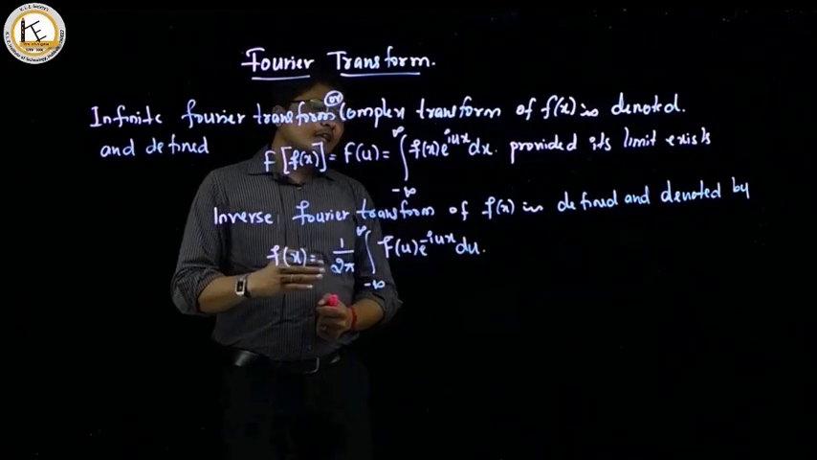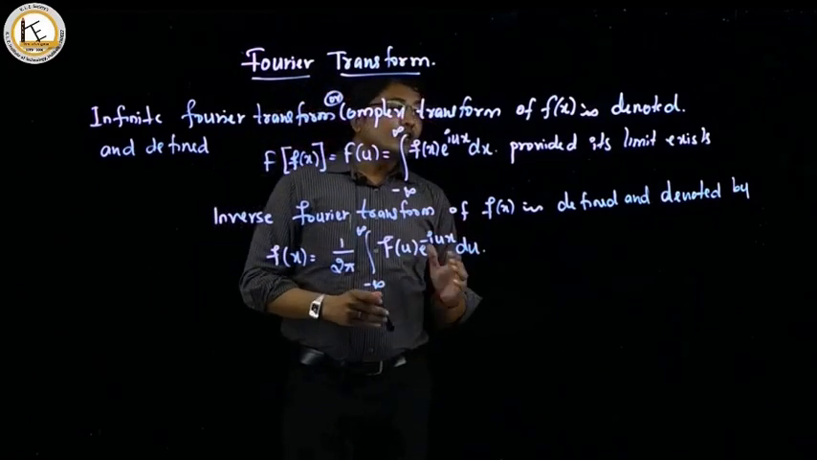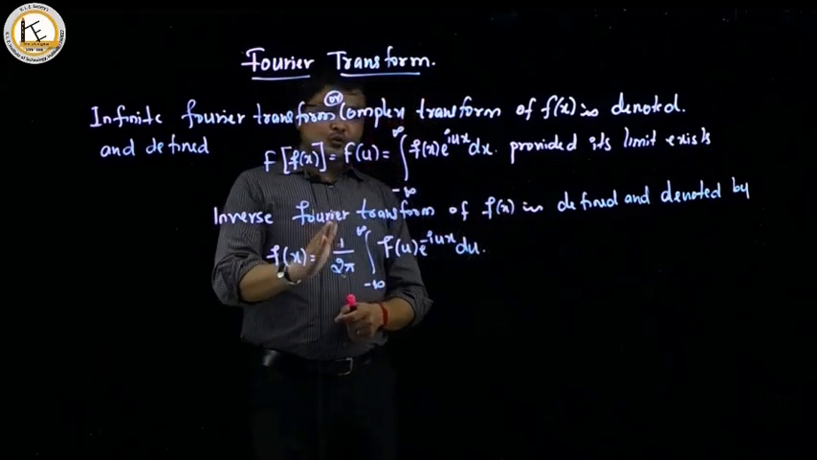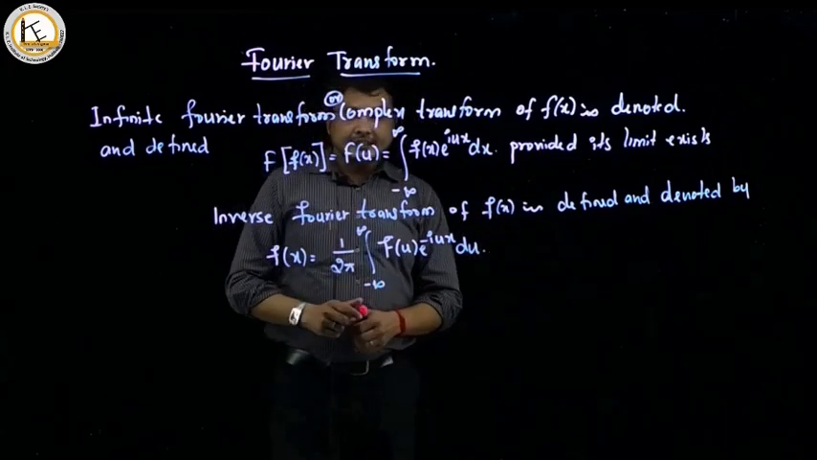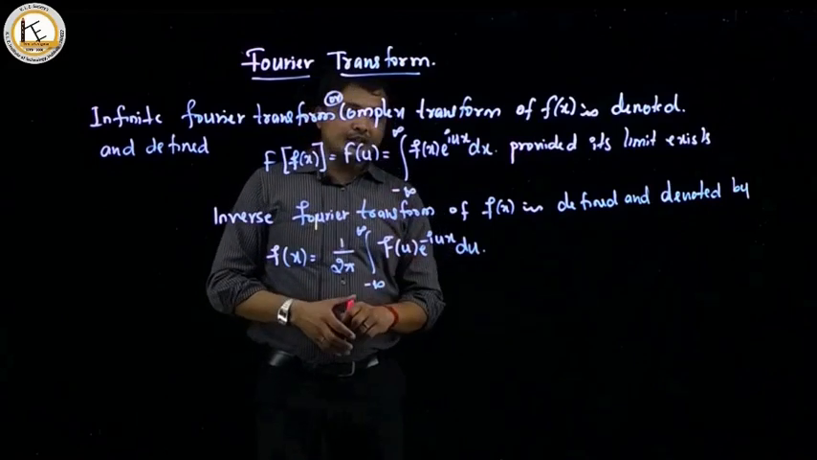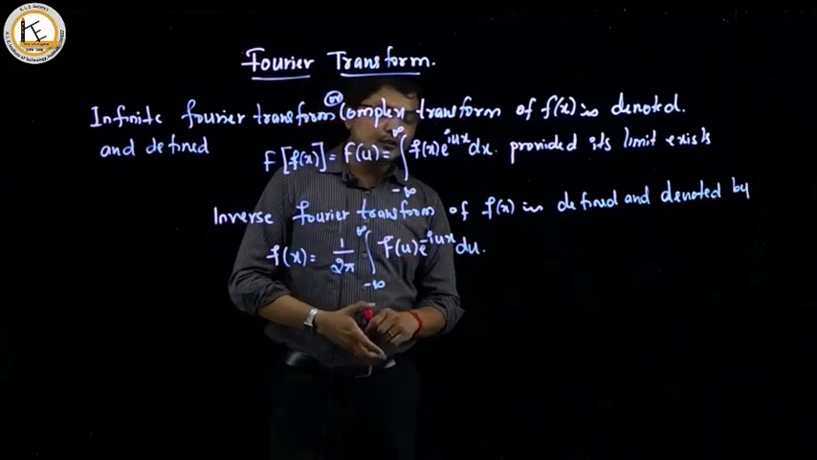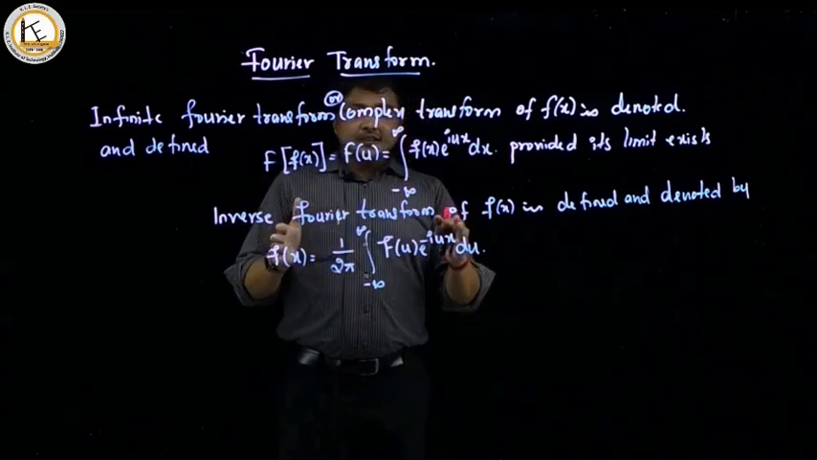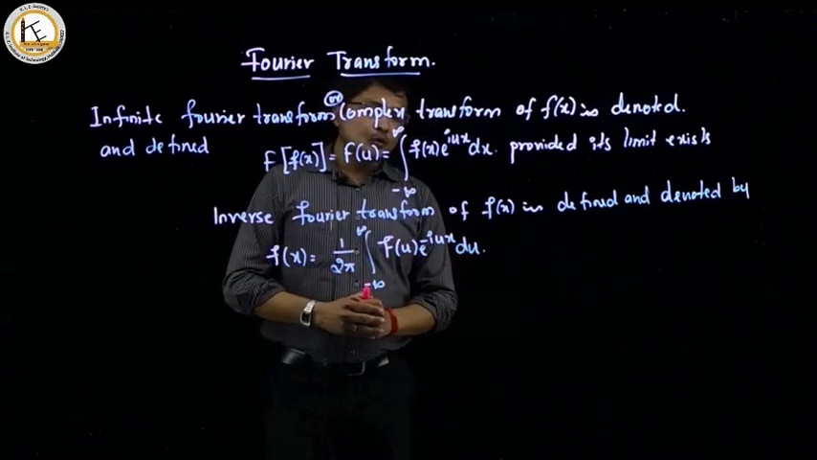The inverse Fourier transform of the given function f of x is defined and denoted by f of x is equal to 1 upon 2 pi integral between minus infinity to plus infinity f of u into e raised to minus i u x with respect to u. So what does the inverse Fourier transform do?